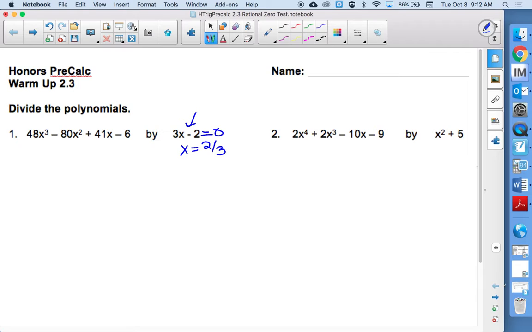Yes, long division works. Long division works for everything, like the quadratic formula works for any quadratic function. Long division works for any polynomial if you're asked to divide. But you can also use synthetic division if whatever you're dividing by, the divisor, is linear. So if you're using synthetic division, we're dividing with 2/3.